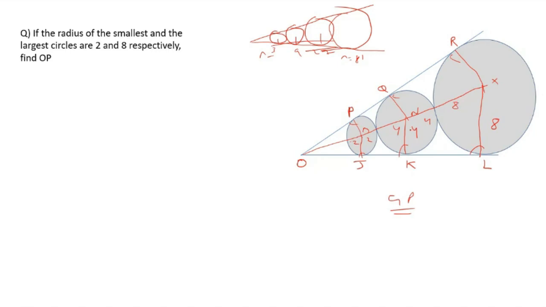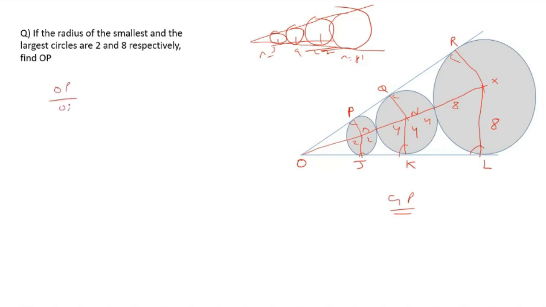So I know these things. Okay. So now if I see the smallest and the biggest triangle, right? Why am I taking the smallest and the biggest? Because OP is part of the smallest one only, right? And I need OP. So basically in these two triangles, I can write our favorite ratios.